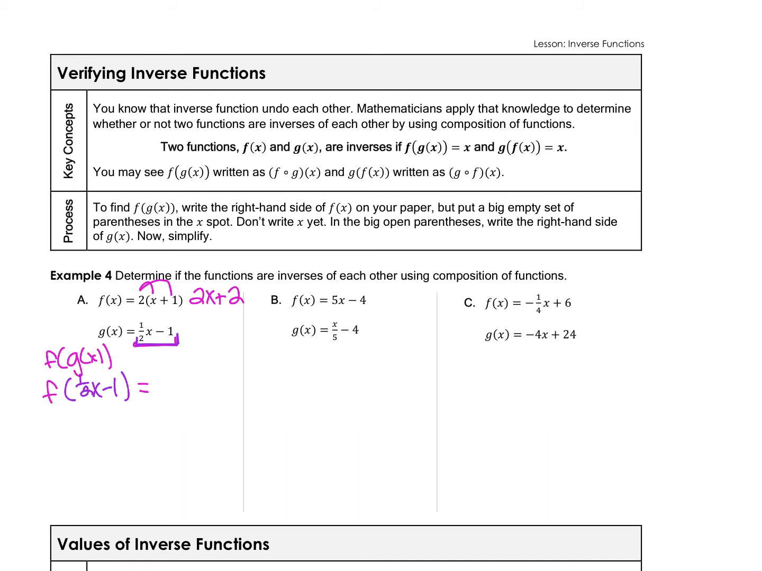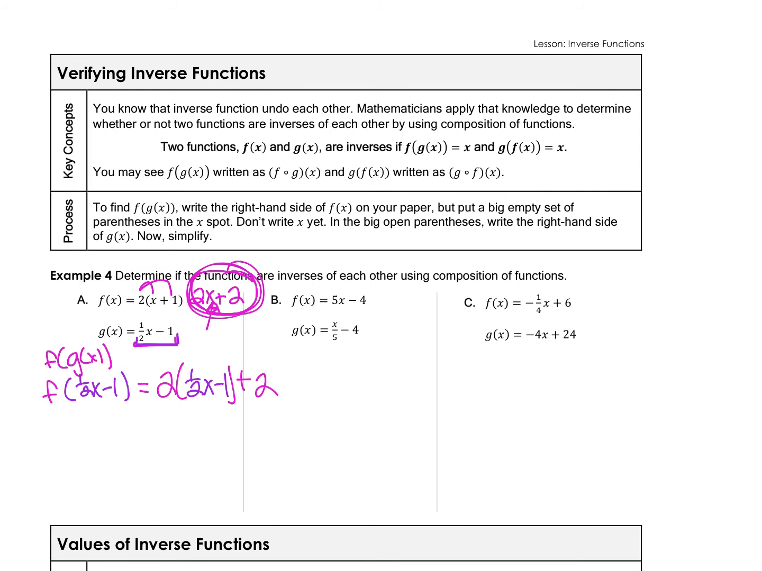Okay, so what I'm going to do here is look at my function f, and everywhere I see an x, I'm going to replace it with this input, which is 1/2 x minus 1. So I'm going to have 2 open parentheses, instead of my x, I'm putting 1/2 x minus 1. And then I have the plus 2. So I took this equation, and instead of x, I plugged in the input, which was 1/2 x minus 1.